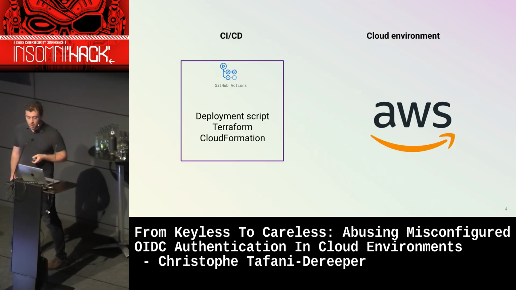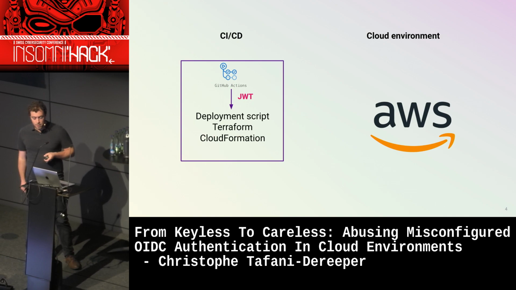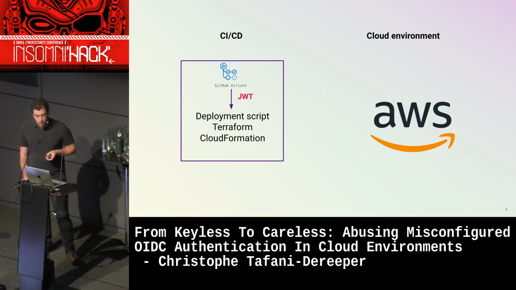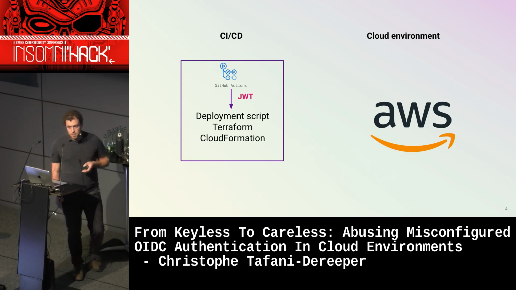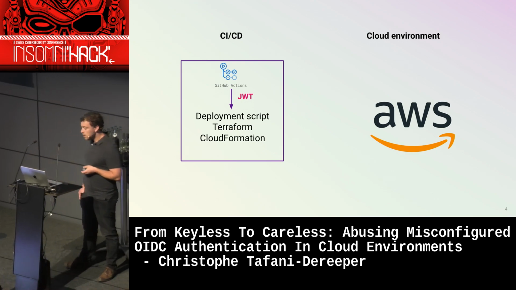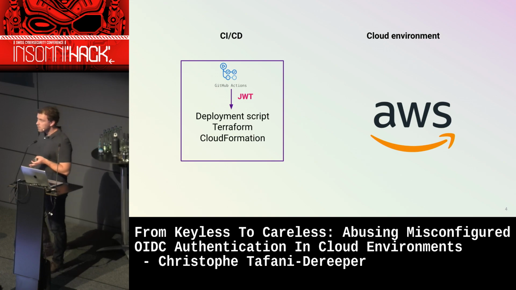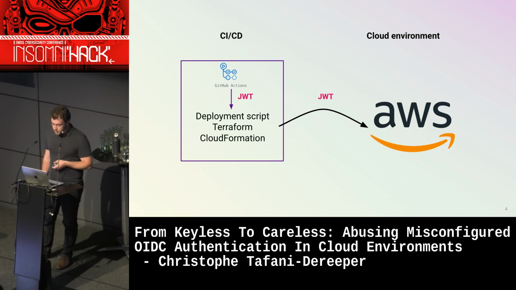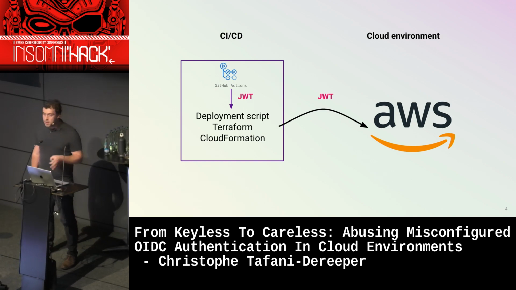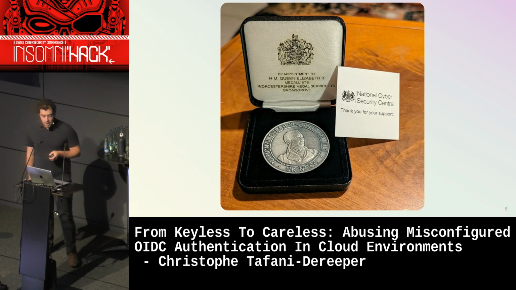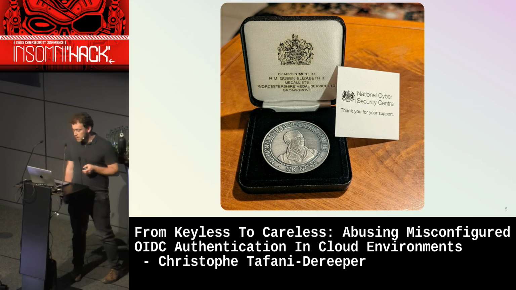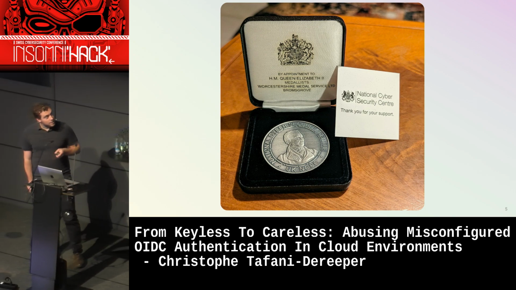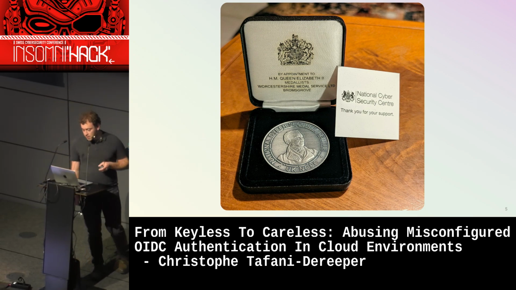Namely, what is recommended is that you use the identity that the CI platform provides you. So typically, if you use GitHub Actions, GitLab CI, Azure DevOps, Travis CI, they give you a JSON Web Token that you can give to AWS and authenticate this way. And what we're going to see today is what can go wrong in this configuration. Namely, we were able to find some bad stuff in the UK government environment. And we got this nice medal home, which was a very nice Christmas gift.